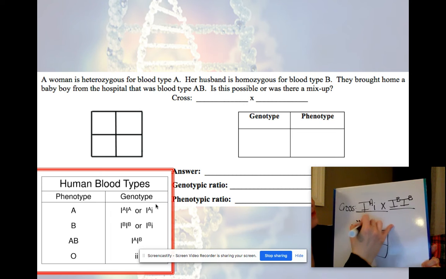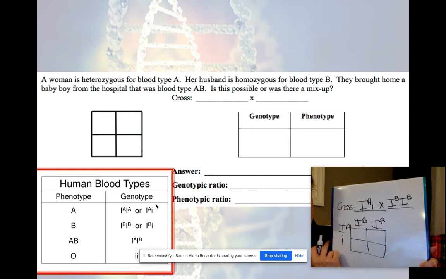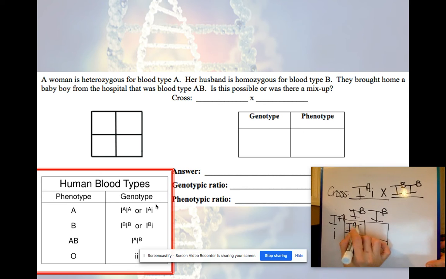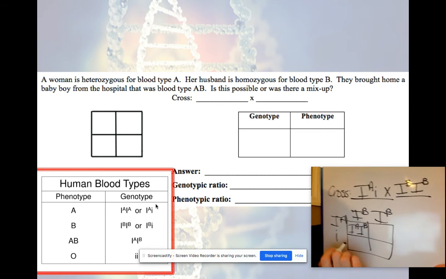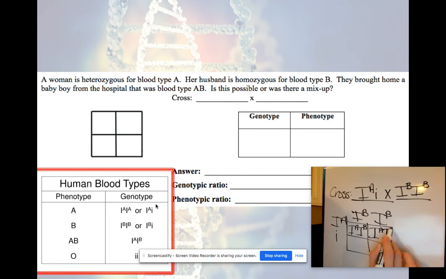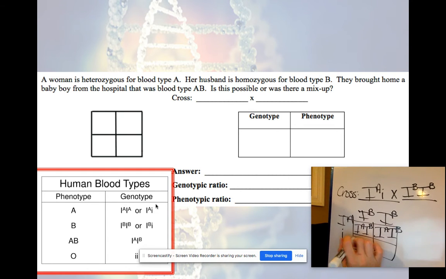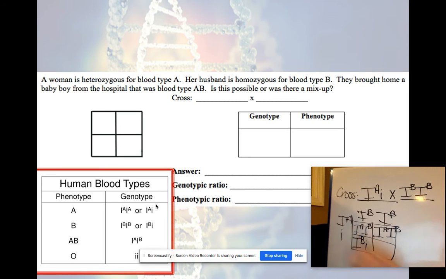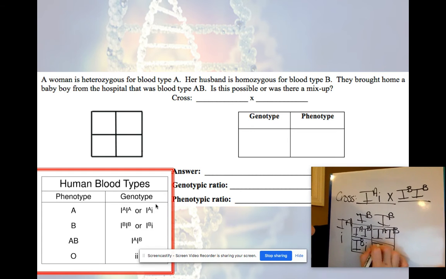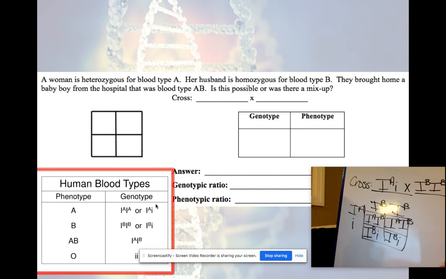We have one parent, IB, and the other, who is IA, lowercase i, and we fill everything in. The genotype that goes here is IAIB. The phenotype is blood type AB. We have the genotype IAIB here. The phenotype is AB blood. The genotype that goes here is IB lowercase i, that's blood type B. And here we have IB lowercase i, and the phenotype for that is type B blood.